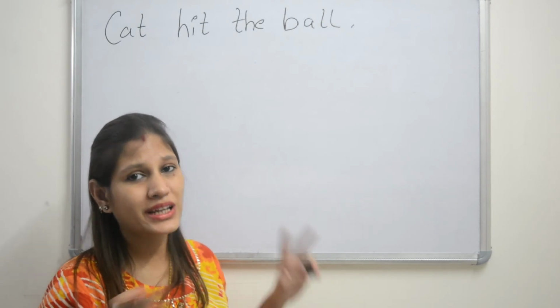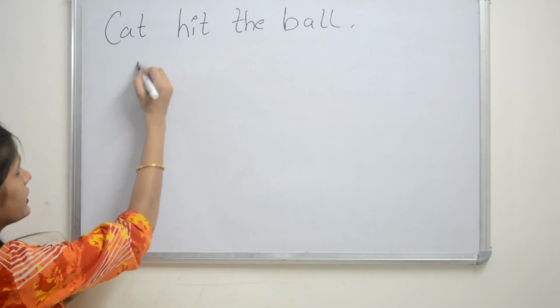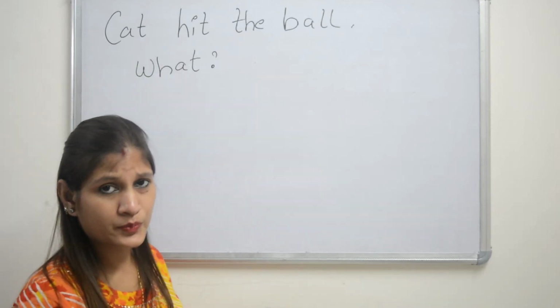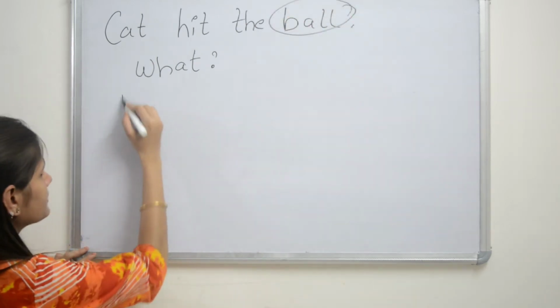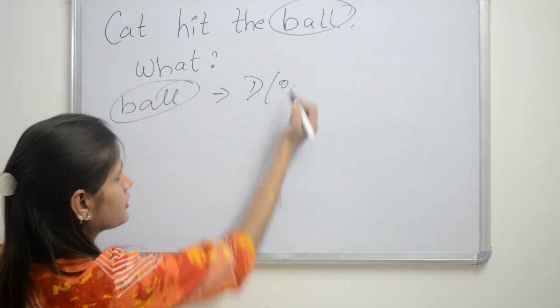For example, if I take this sentence, cat hit the ball. So what did it hit? It hit the ball, right? So ball is the direct object here.